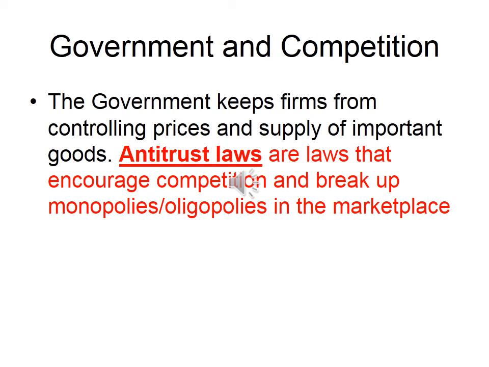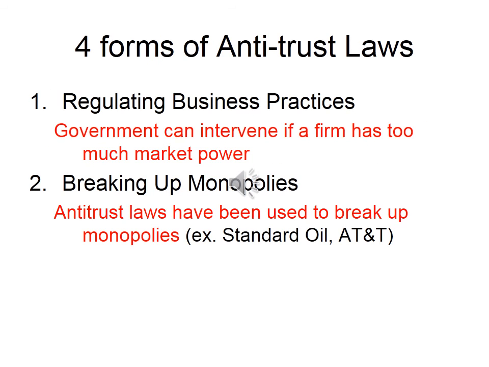Government and competition. The government keeps firms from controlling prices and supply of important goods. Antitrust laws are laws that encourage competition and break up monopolies or oligopolies in the marketplace. How many forms of antitrust laws are there? There are four forms of antitrust laws.